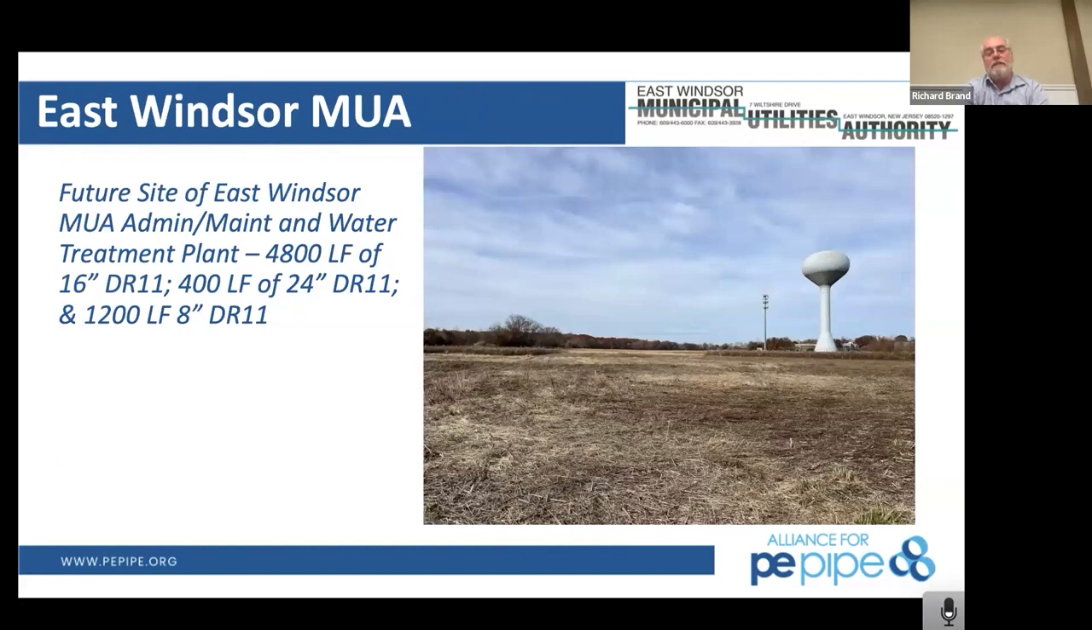Okay, this is the future site of our water treatment plant, admin building and maintenance building. Here our guys are going to be installing 4,800 linear feet of 16-inch DR11, blue striped, also 400 linear feet of 24-inch DR11, and about 1,200 feet of 8-inch DR11.